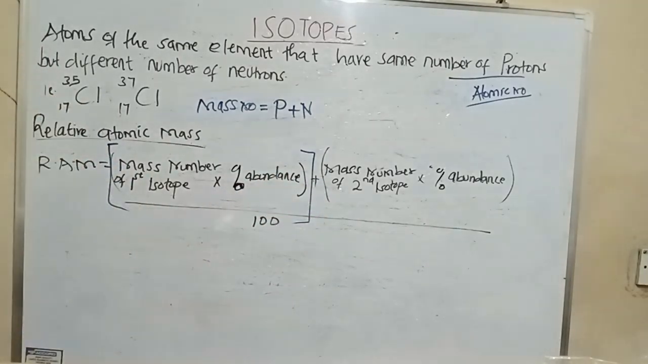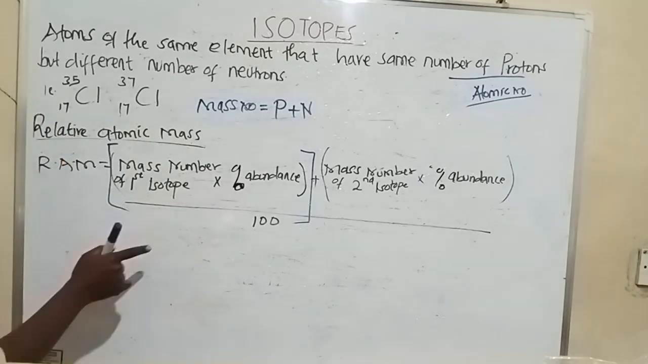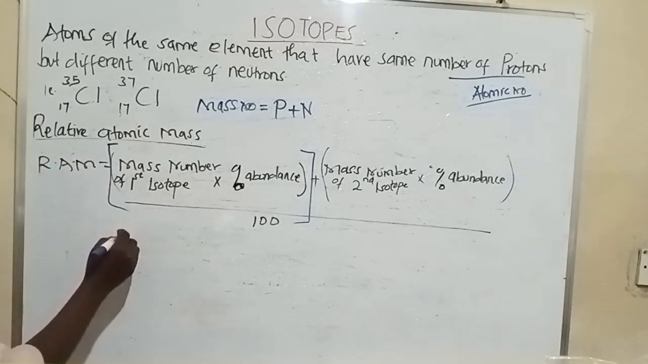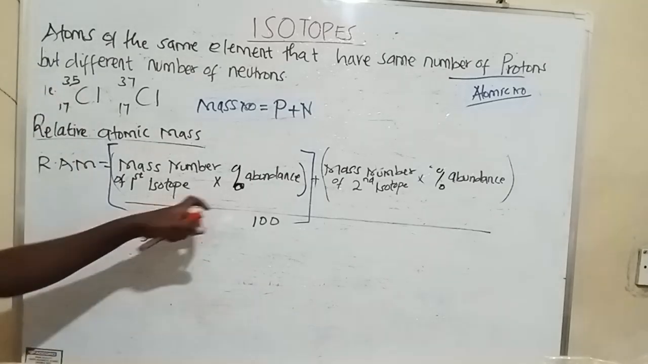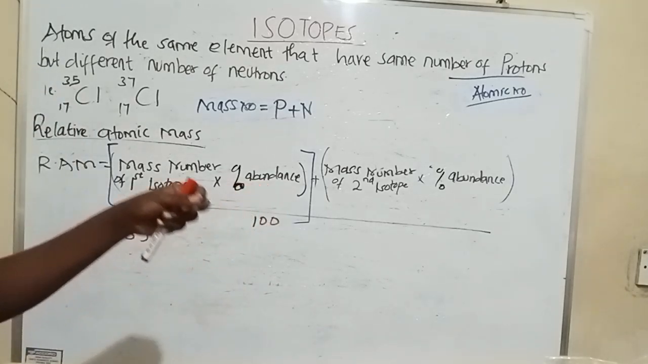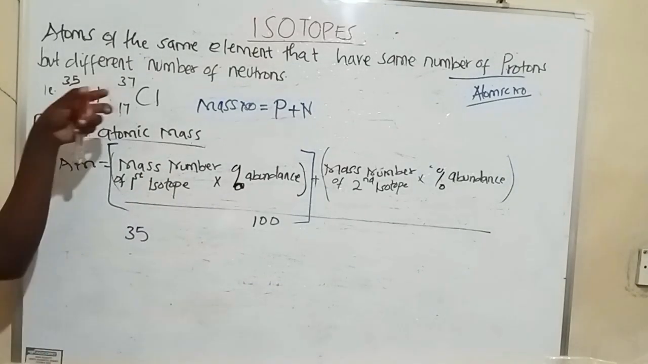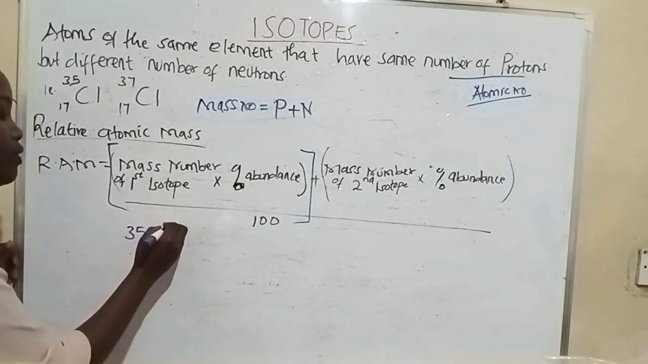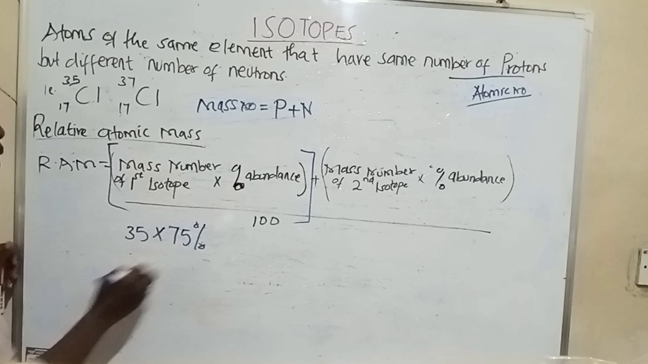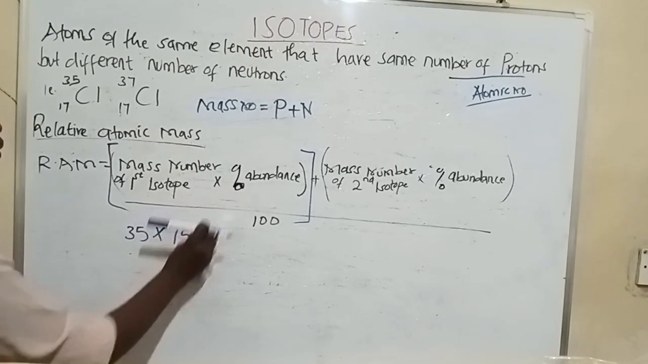For example, for chlorine here, we are calculating the R.A.M of chlorine in this equation. We take 35, which is the mass number of the first isotope, and multiply by the percentage abundance, which you're normally given in a question. In this case, the percentage abundance of chlorine 35 is 75%. So it is 35 multiplied by 75.